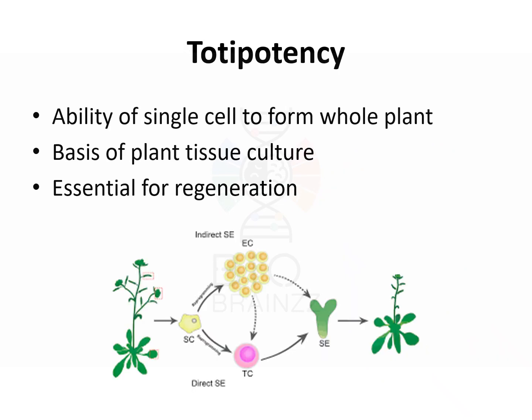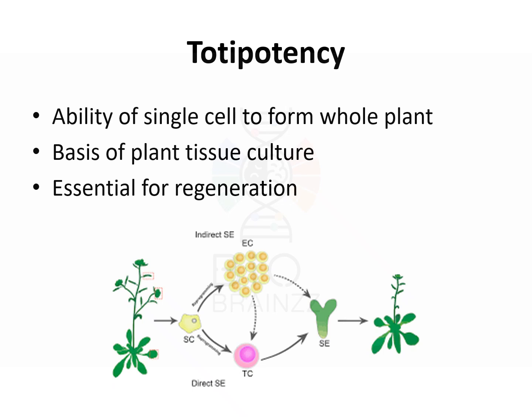Totipotency is one of the most fundamental concepts in plant biotechnology. It refers to the ability of a single plant cell to develop into a complete plant under suitable environmental and nutritional conditions. This means every living plant cell contains the entire genetic information required for formation of all tissues and organs. This property is the biological basis of tissue culture, micropropagation, and protoplast regeneration. Without totipotency, isolated cells would remain isolated and could not develop into an organism.